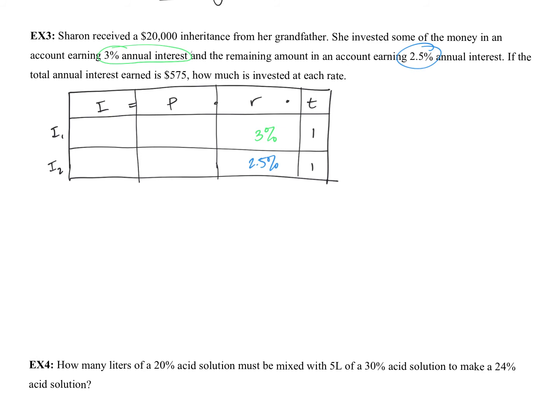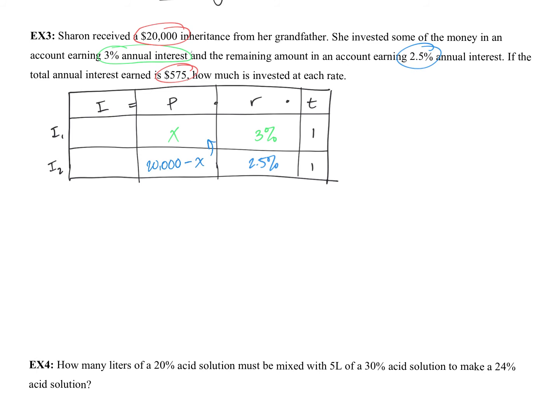Let's see, what else do we know? Well, she received $20,000. And the interest she got in the end was $575. So the principal is the amount she puts in, right? So if in the first bank she puts in some unknown amount, let's call that X. We don't know how much she put in. How much did she put in the other investment? We don't know the exact amount, but we know that it's 20,000 minus however much she put in the one above. And that's how much we have.